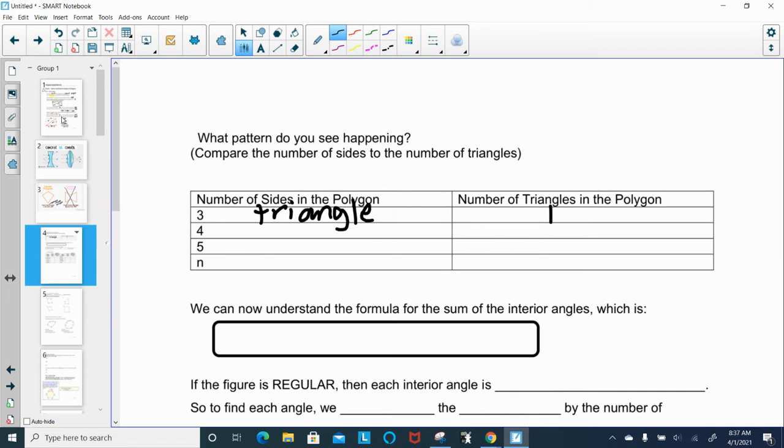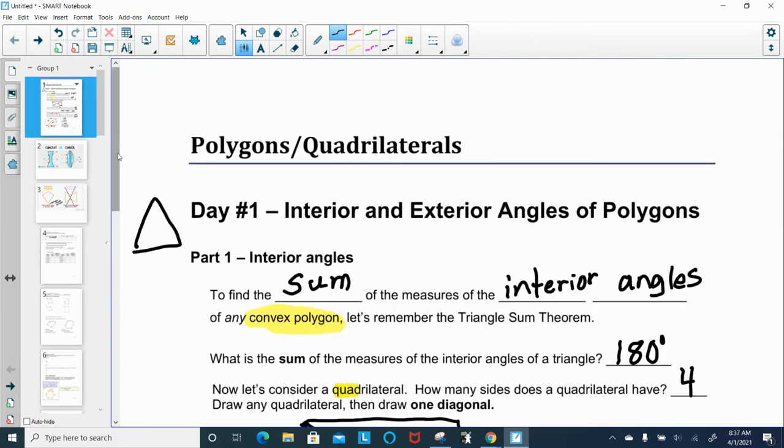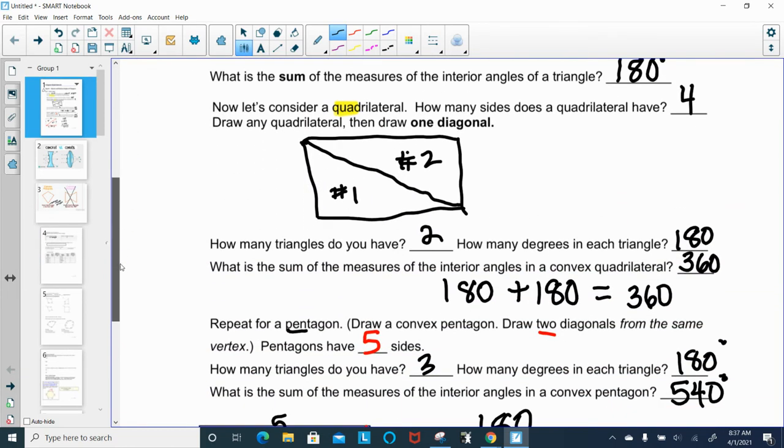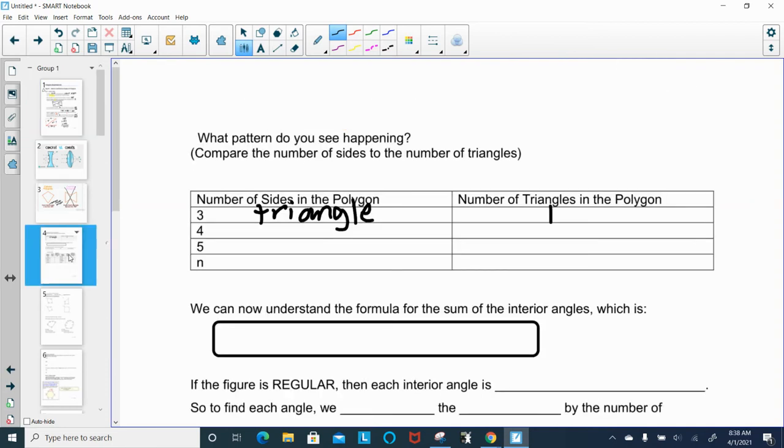But how about when we did the quadrilateral? How many triangles did we have? Let's go back and look. We had 2. Okay, so I'm going to go write that down. You don't have to keep flipping back and forth if you don't want. I'm just going to do it for us. And we had 2 triangles. And then when we did the pentagon, I believe we had 3 triangles.